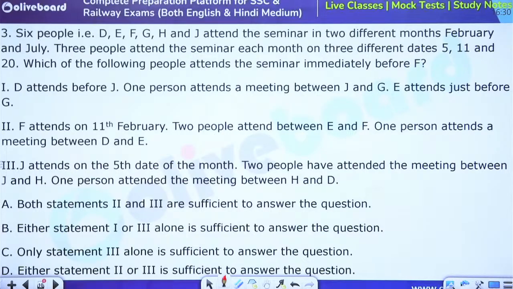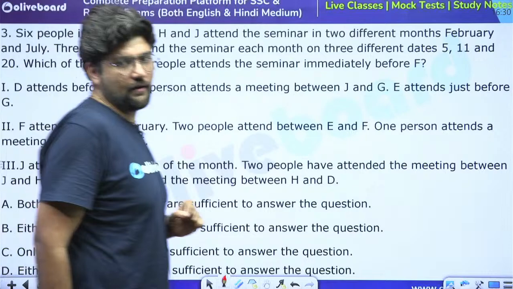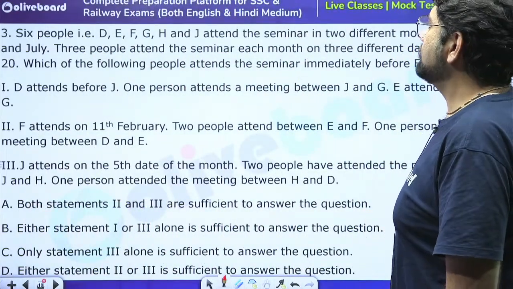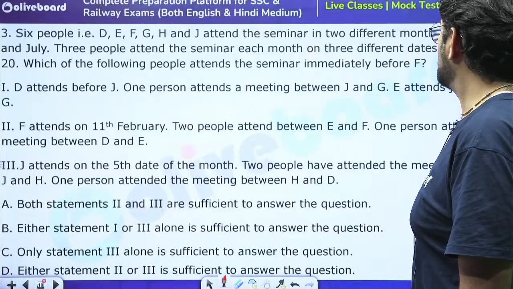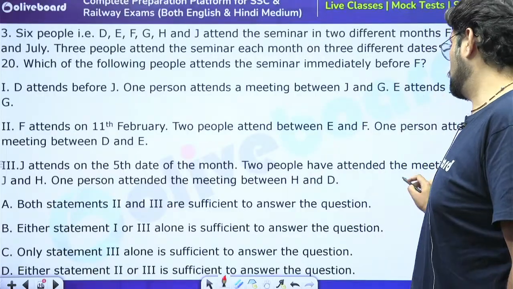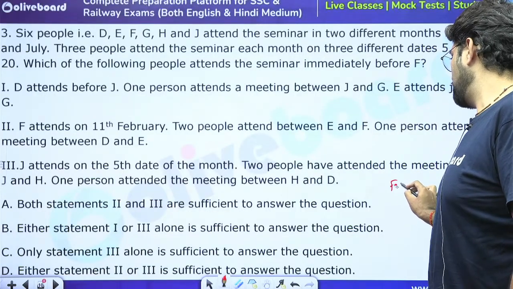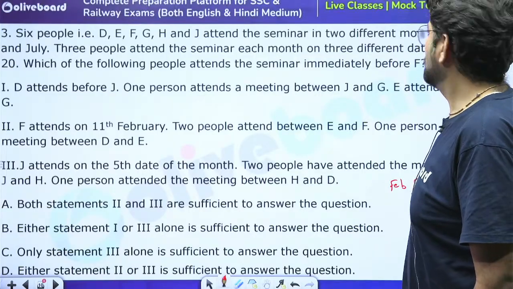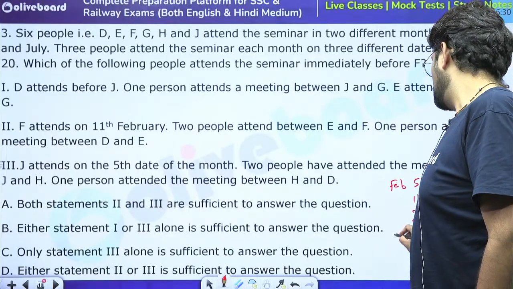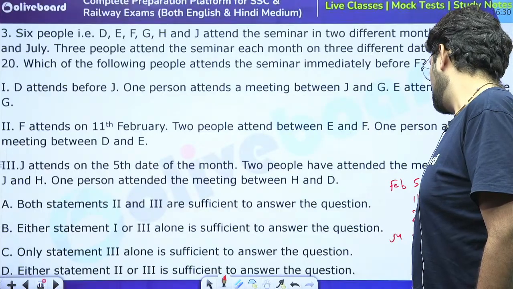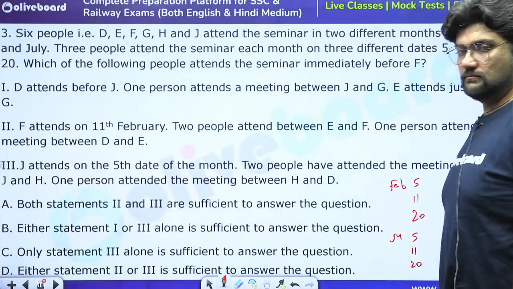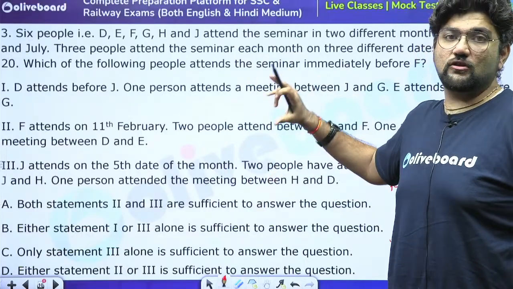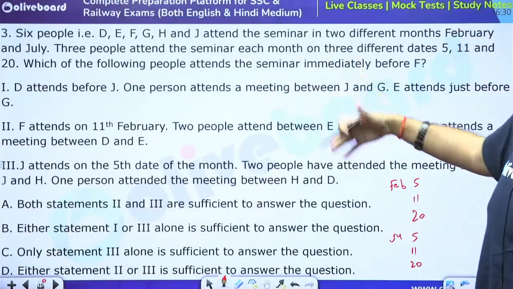Now 6 people, so hit the pause button if you haven't solved it yet. Okay. 6 people, D, E, F, G, H and J attend the seminar in 2 different months, February and July. Look at this one now. So February, we have 5, 11 and 20, right? And we have July, 5, 11 and 20. Observe this very carefully. This is a data sufficiency question, but it is also helping you to approach a puzzle arrangement question. Okay.